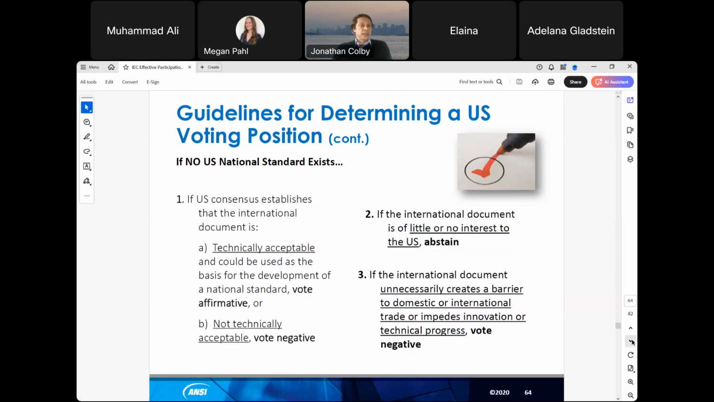Now, if the international document is of little or no interest to the US, you would be encouraged to abstain. And I think a very important one, number 3, if the international document unnecessarily creates barriers to domestic or international trade or impedes innovation or technical progress, you are encouraged to vote negative.